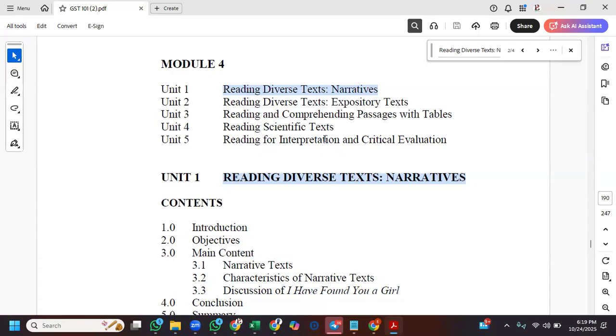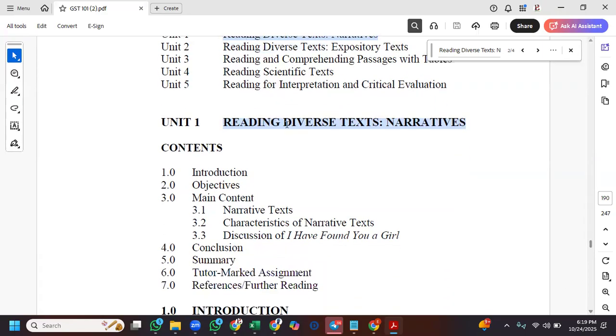Remember, this course, GS101, is basically taking you through two important skills: listening and reading. And then we're going to be talking about reading for interpretation and critical evaluation. But today, our focus will be reading diverse text, narratives. We are dealing with narratives. When you hear narratives, what should come to your mind first is what?